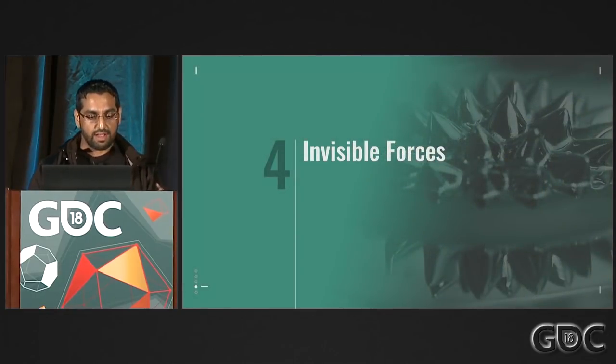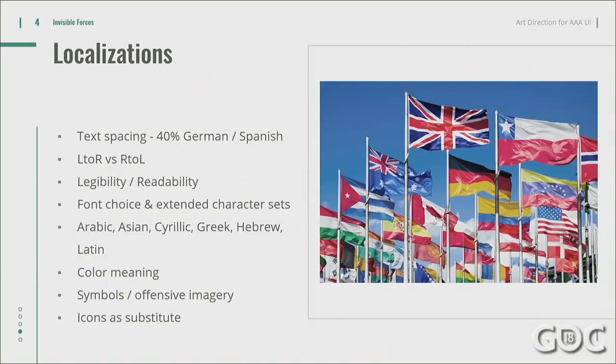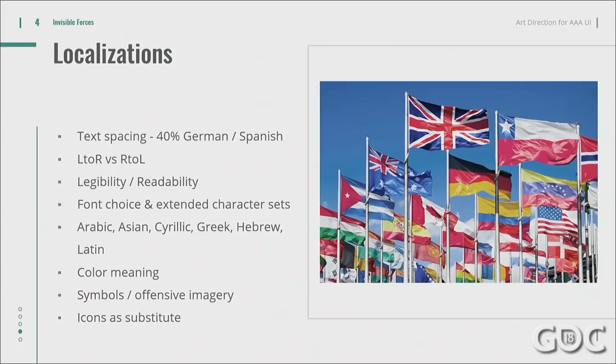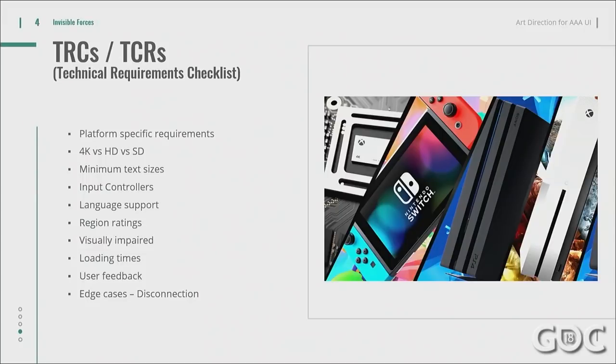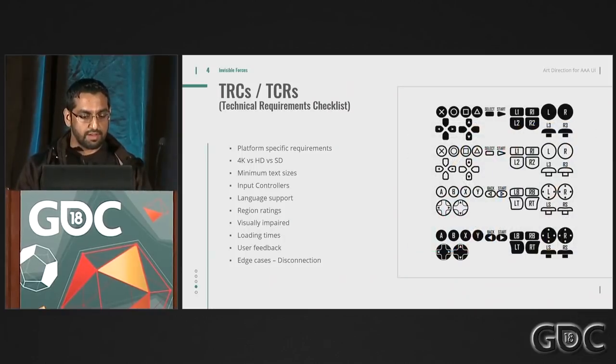So this is the last thing that we're going to look at, which is invisible forces, things that actually affect your UI. You need to keep these things in mind. Again, localizations, which we talked about before. You need to have extra spacing in your text boxes to make sure things are catered for multiple languages. Think of colors and their meanings. Any symbols that might be offensive, and try to use icons as a substitute for text. TRCs, which is technical requirements checklists. This is based on each platform, and you need to follow these guidelines when it comes to console development. But you also want to think about screen sizes, your input controls, the visually impaired, loading times. All of these things fall under TRCs, even your button hints.